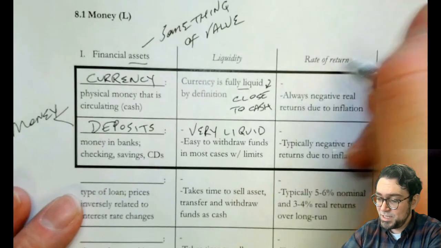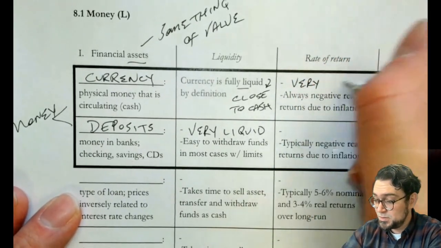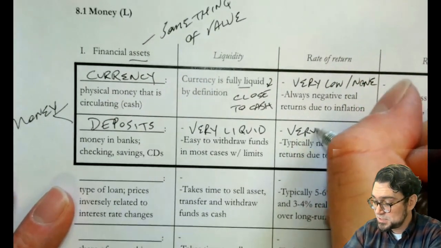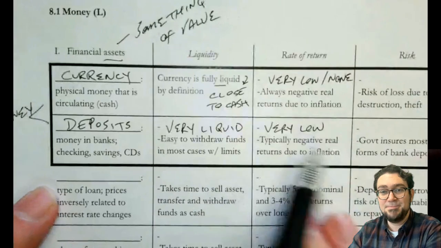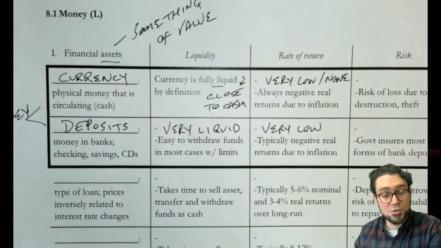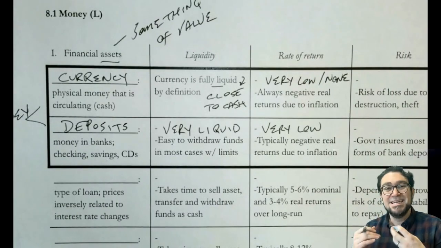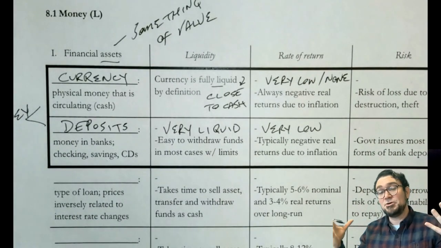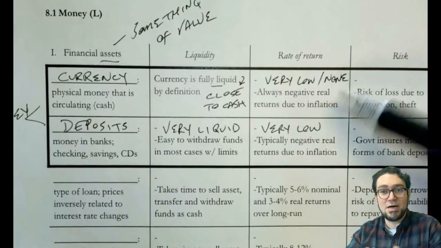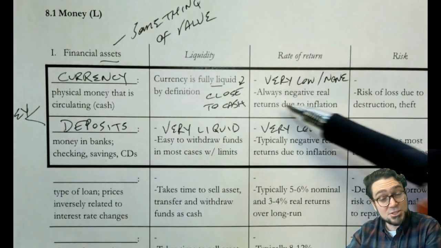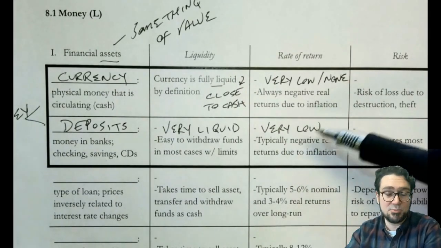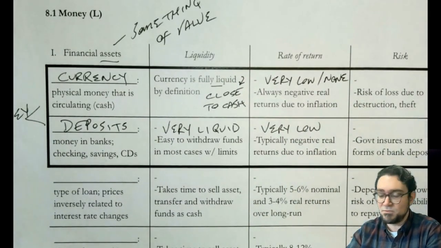And the rate of return is very low or none for currency. And we would say that it's also just very low for deposits. Typically, you don't get much rate of return, meaning how much money your money earns for you. Sometimes financial assets will actually grow in value faster than the rate of inflation, but obviously currency does not. If I have it in my wallet, it's never going to grow in value, and it's always negative because of inflation. Most of the time, bank accounts also don't keep up with inflation, so that's why we'd say it's a very low rate of return.